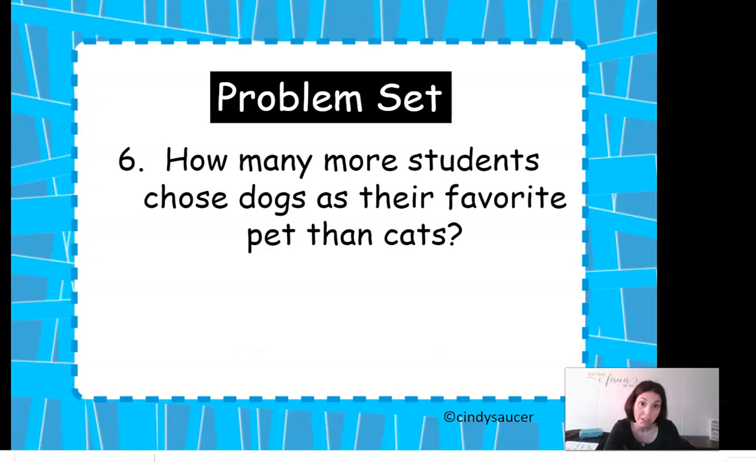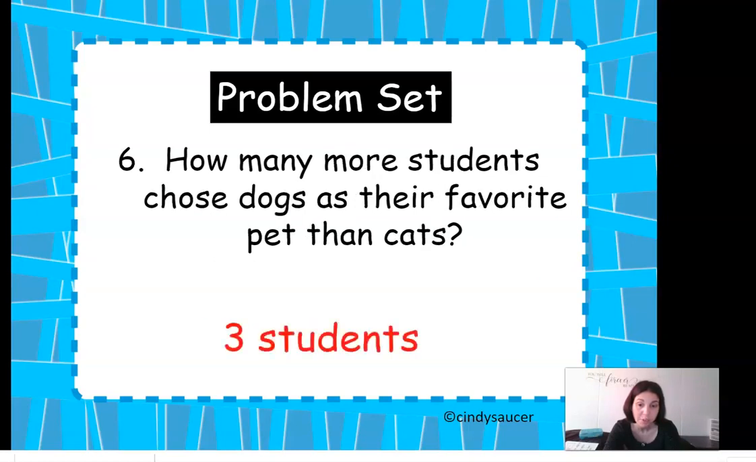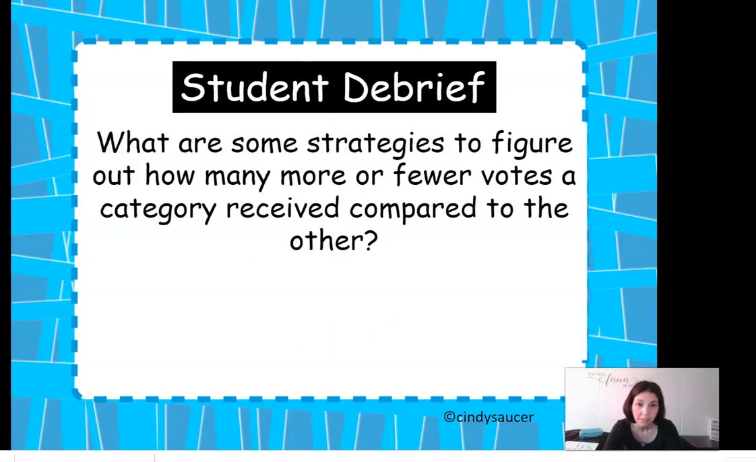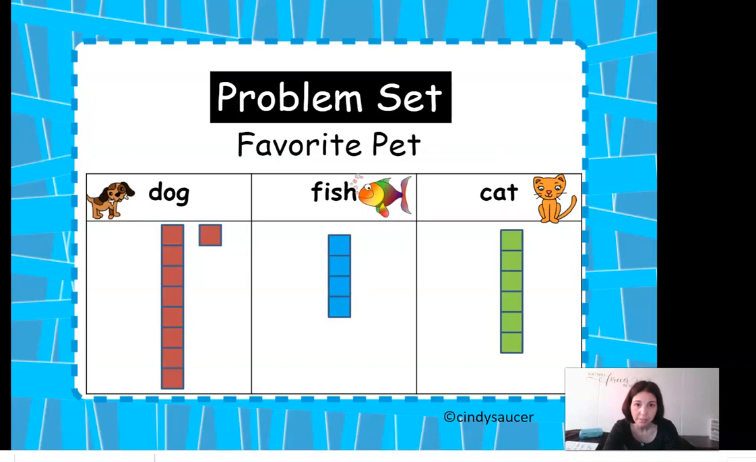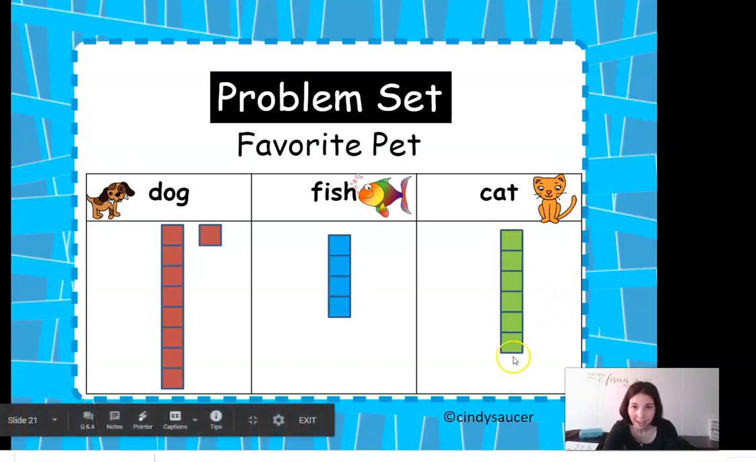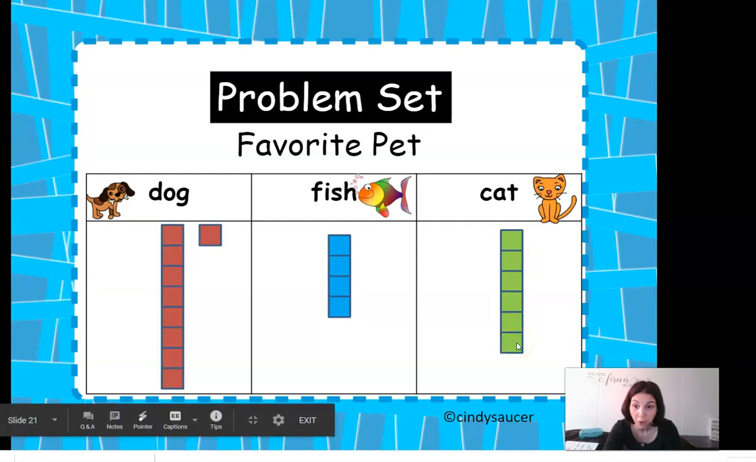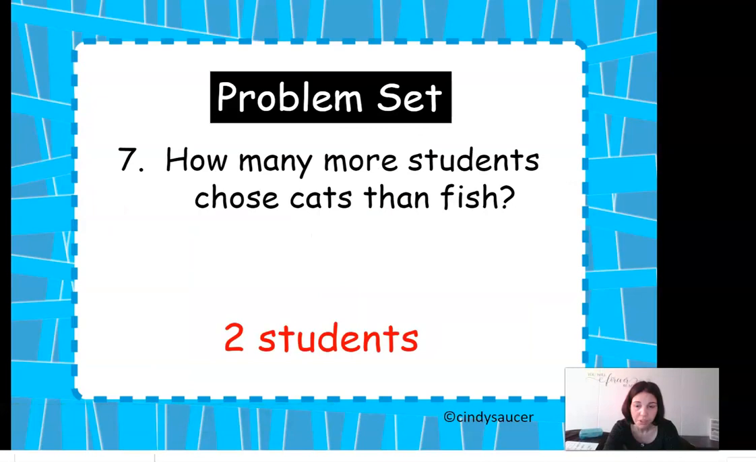How many more students chose dogs as their favorite pet than cats? 3 students. You subtract those two and it's 3. All right, how many more students chose cats than fish? Let's go back. So we have 4 for fish, and we have 1, 2, 3, 4, 5, 6 for cats. So we have to take 4 away from 6, and what are we left with? 2 students.